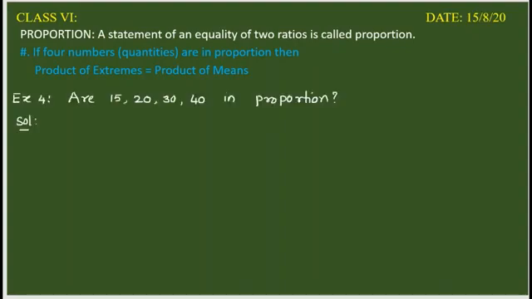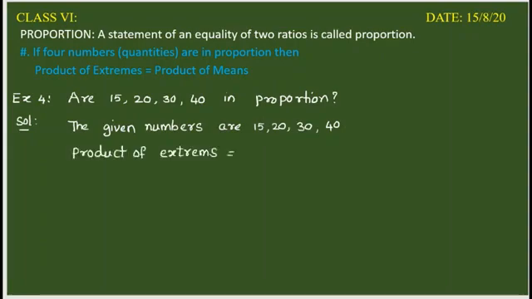Here, example 4 is given: are 15, 20, 30 and 40 in proportion? So let us check whether they are in proportion or not. Now the given numbers are 15, 20, 30 and 40. To check whether they are in proportion or not, as it is given here, what we need to find? We need to find the product of extremes as well as product of means. Here what are the extremes? 15, 40. What are the means? 20, 30. Now let us find the product of extremes and product of means separately.